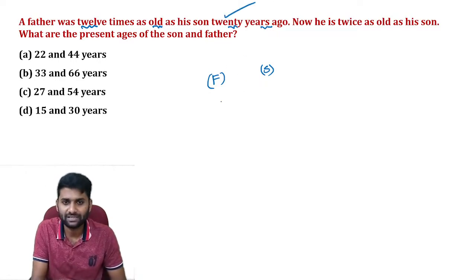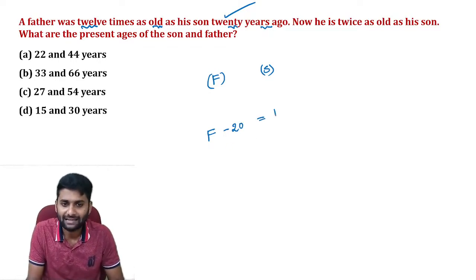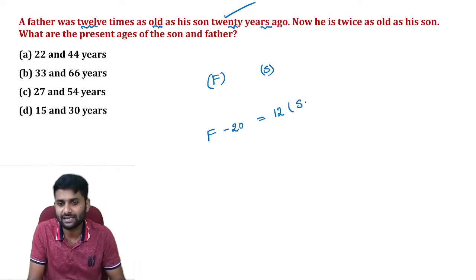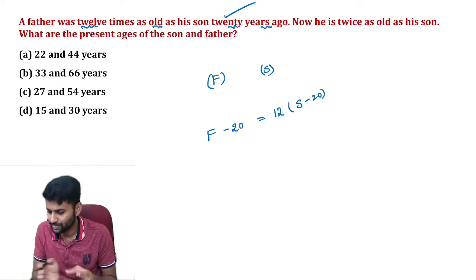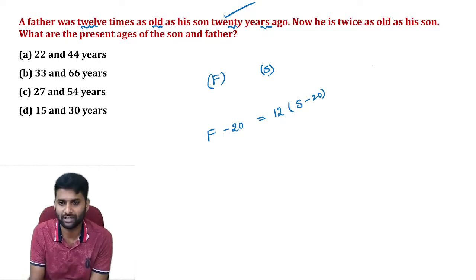Now they clearly mention that they are talking about 20 years ago. 20 years ago, the father's age is F minus 20. At that time, it is exactly 12 times the son's age, which is S minus 20. Why? Because both ages should be decreased by 20 years according to the data.